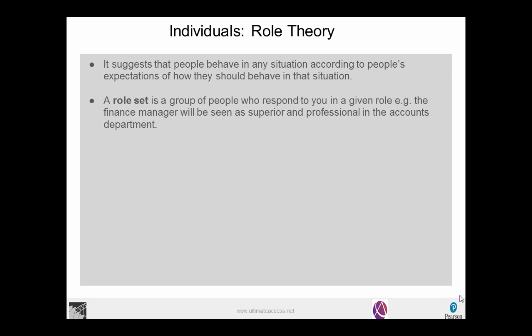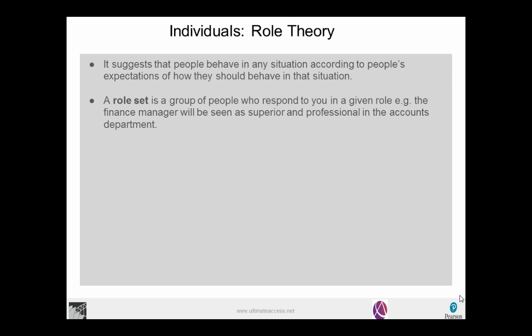Now, a role set is a group of people who respond to you in a given role. For example, the finance manager will be seen as superior and professional in the accounts department. So if you're the finance manager, the rest of the department will look at you as the boss.